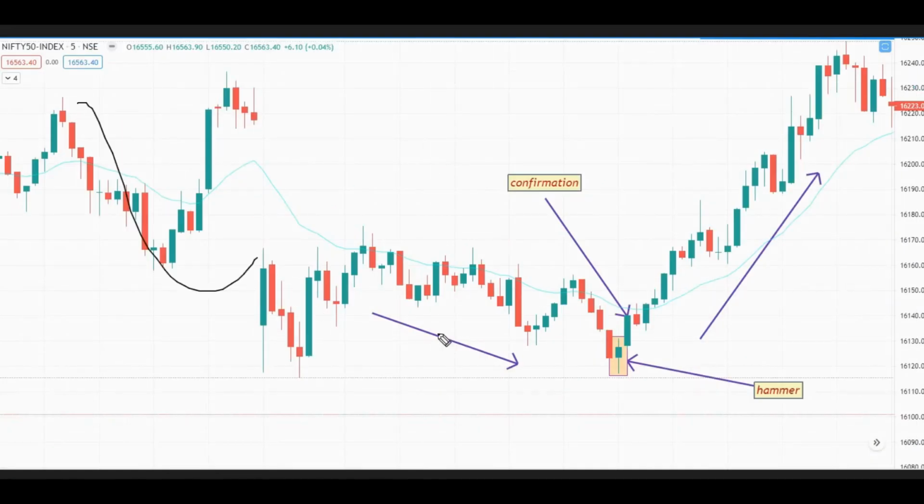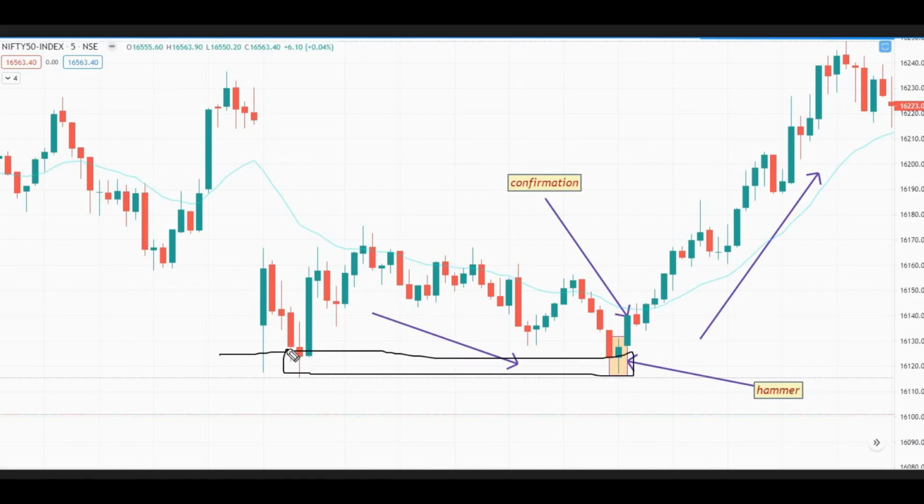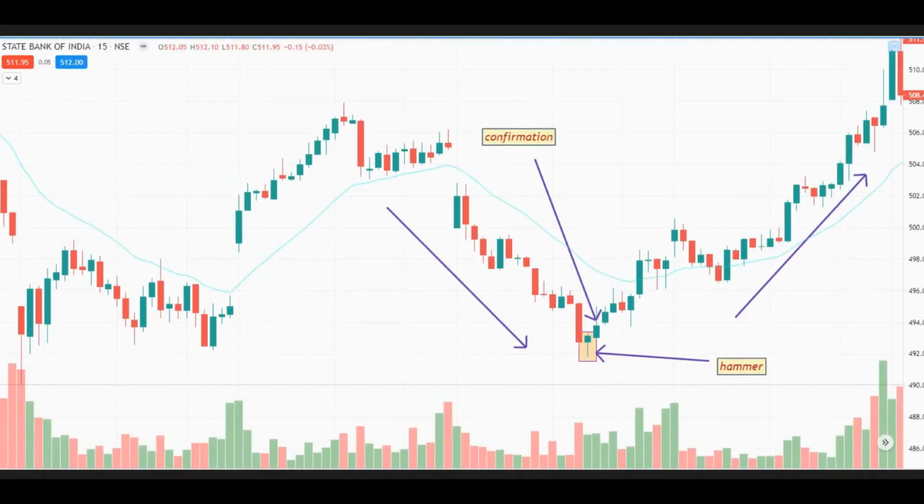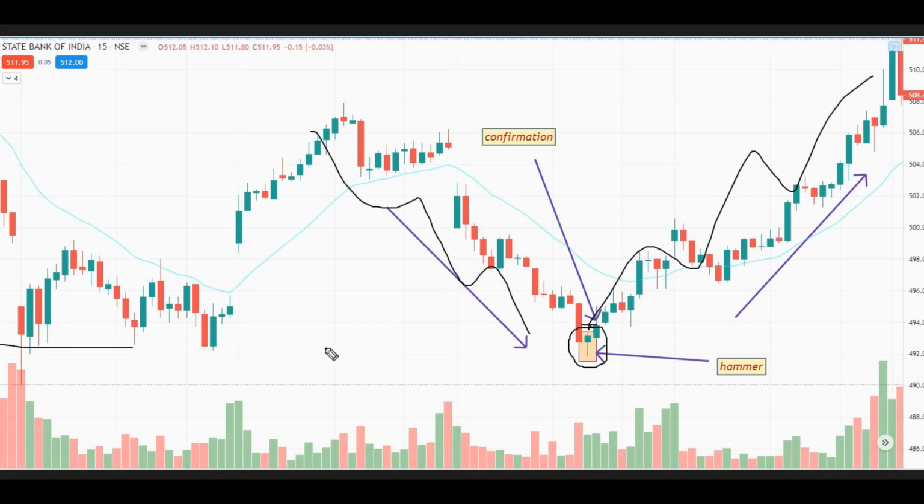Proper downtrend, hammer, confirmation, trend change, and also see the structural price area. Okay, see, proper downtrend, hammer, confirmation, trend change, and also see the important support zone.